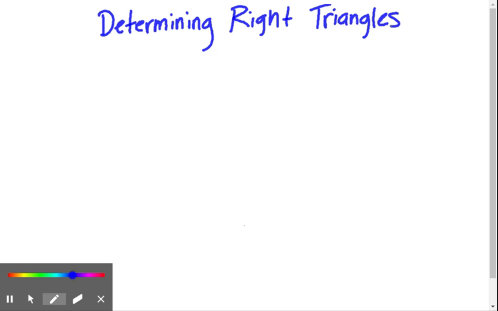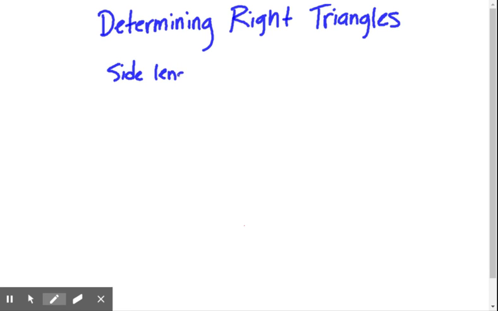We're going to be looking at, in this video, how to determine if three side lengths of a triangle form a right triangle. Okay, so let's take a look at our first example here. Let's say I have a triangle and its side lengths are 18, 24, and 30. And our job is to say, yes, that is a right triangle, or no, that is not a right triangle.